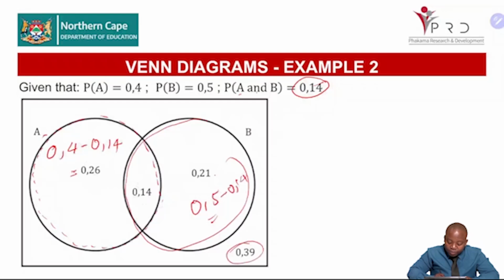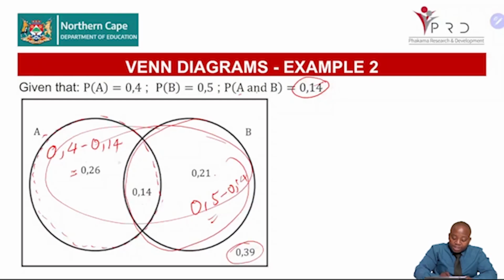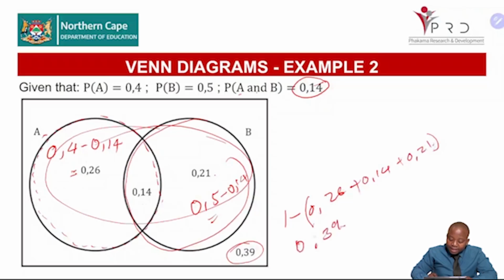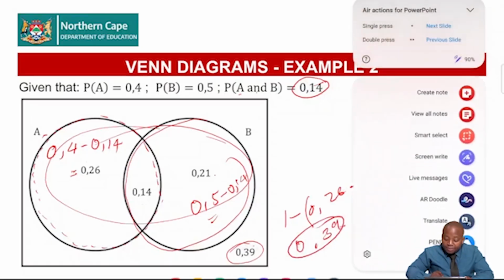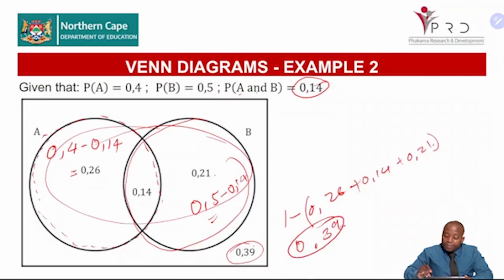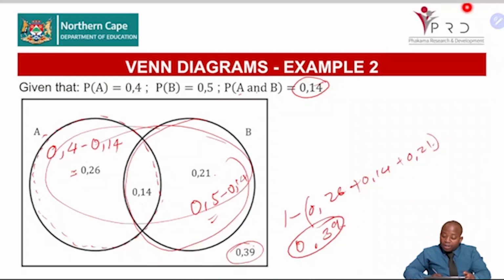Then to get this one, we know that it is going to be 1 minus everything we add here. So we just add everything together. Just say 1 minus 0.26, or I can just say plus 0.14 plus 0.21. Then that is going to give me 0.39 in this case, which is none of the events. Right, let's move on. Now to move on, let's look at number 1.